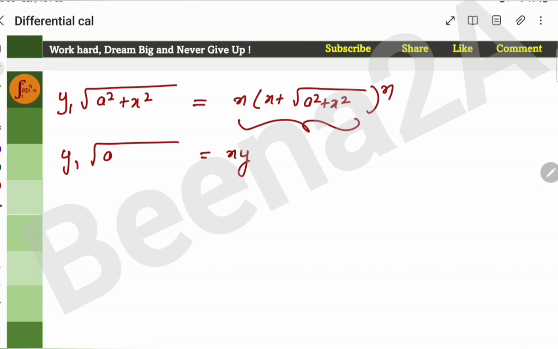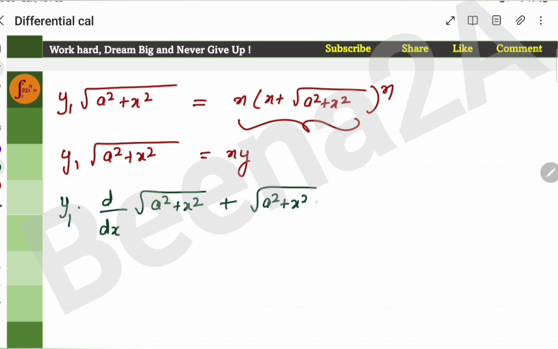Right, now I have to differentiate again. If I differentiate again, I have to use the product rule. Differentiate again, y1 into derivative of root of a square plus x square. I'm using the product rule, plus root of a square plus x square into derivative of the first function, which is y1. And here n into derivative of y is y1.